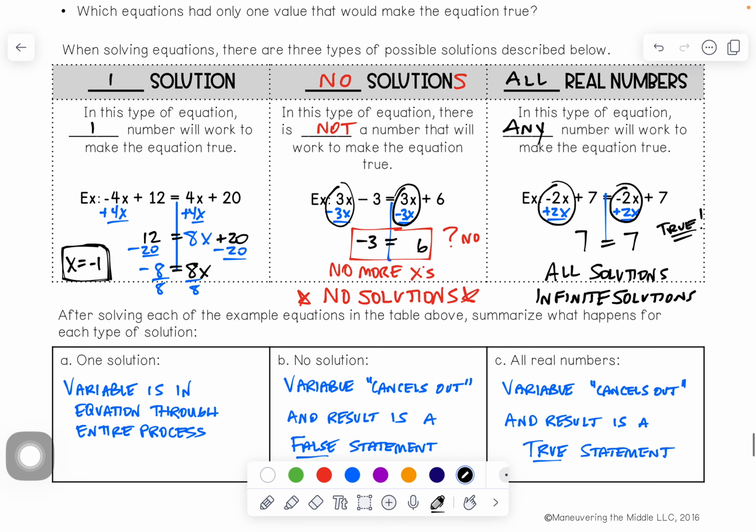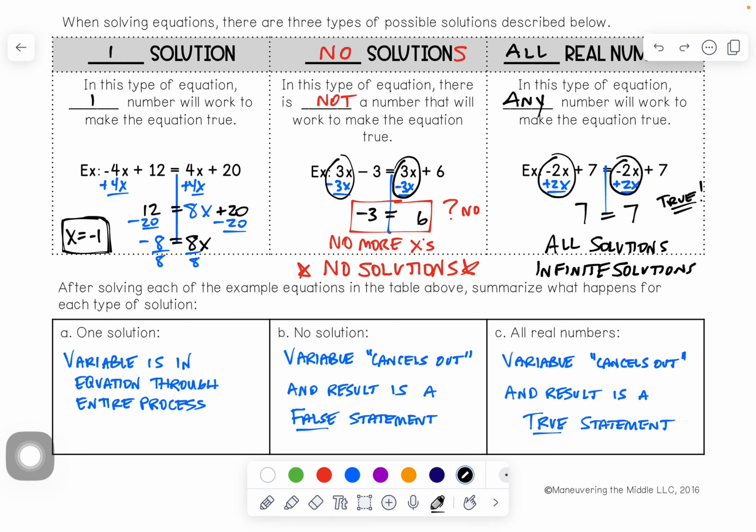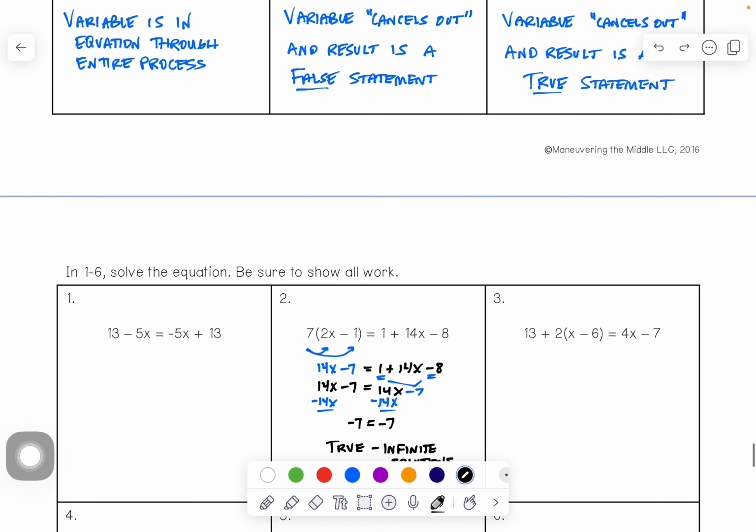So you can see down here what they are, sort of definition-wise, what that looks like. When there's one solution, the variables stay in the equation through the entire process. If there's no solutions, the variables cancel out, and the result is a false statement. And then if there's all real numbers, that means the variables have canceled out, and the result is a true statement. Okay, let's turn the page and try a couple of examples together.